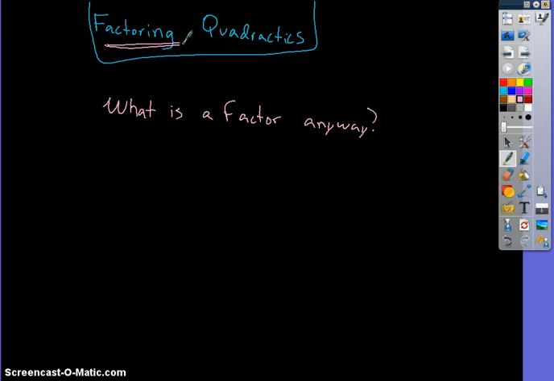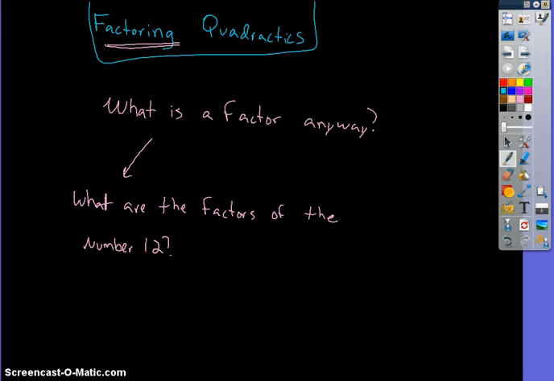What is a factor anyway? So think about that. What is a factor? For example, I'm going to ask you a question like, what are the factors of the number 12? You think, oh, those are the numbers that multiply together to be 12. And you probably list some numbers that multiply to be 12. You'd say 1 and 12. And then you say, well, 2 and 6 as well. And then you'd say, well, 3 and 4 also. So all these are factors of 12.